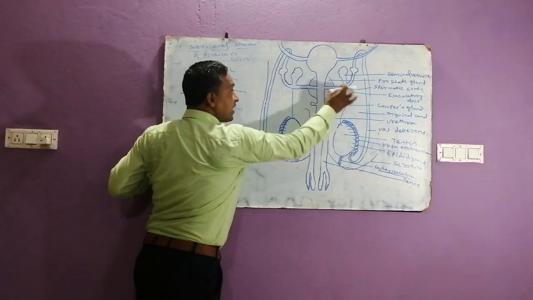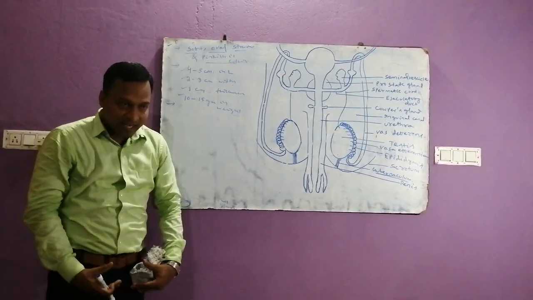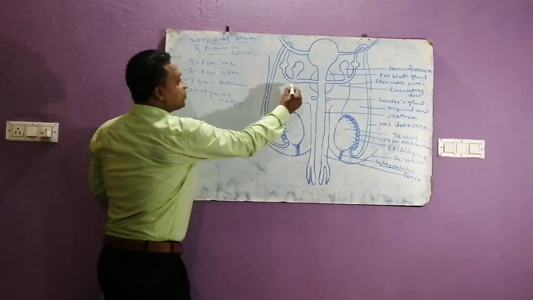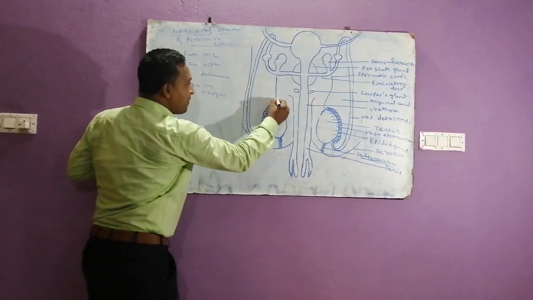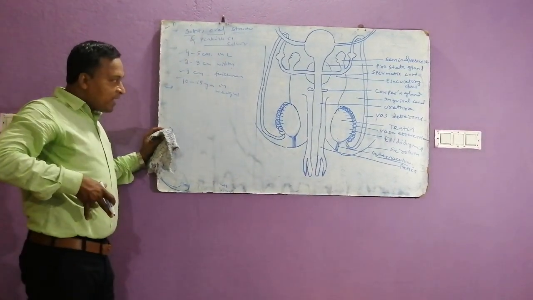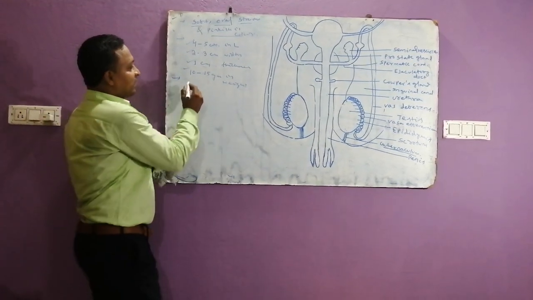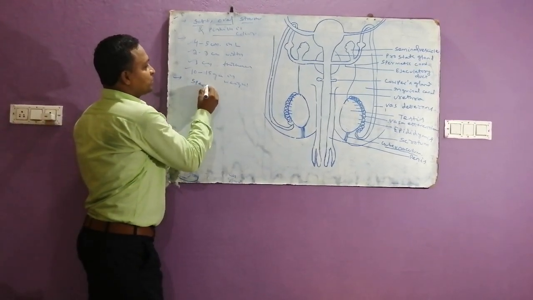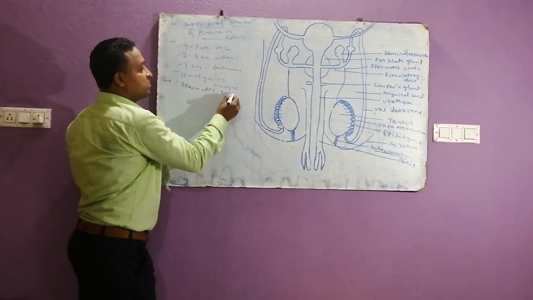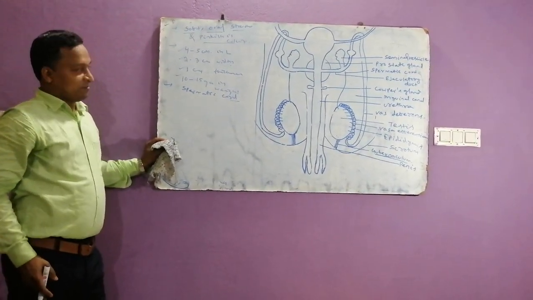The testis connects with the abdominal cavity. This is the abdominal cavity, and here is the testis inside the scrotum. There is a filamentous structure that connects the abdominal cavity to the testis. That is called the spermatic cord. Which cord? Spermatic cord. Yes.